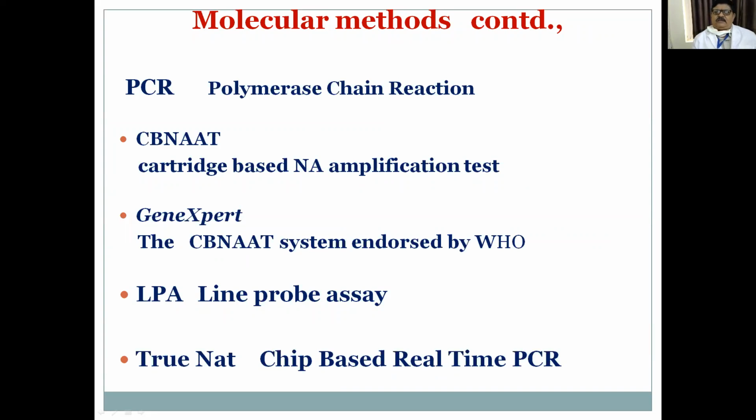And here we are using GeneXpert. So GeneXpert is a trade name. And this is endorsed by WHO, World Health Organization. LPA, line probe assay. TrueNAT, so this is a chip-based real-time PCR. All these tests are available in the Drug Susceptibility Testing Laboratory, DST, available in our Visakhapatnam itself. Okay?